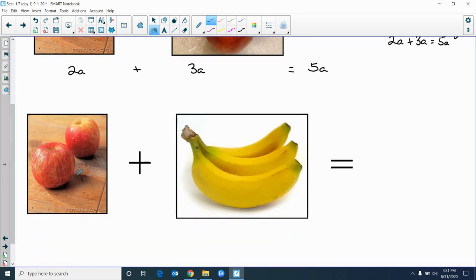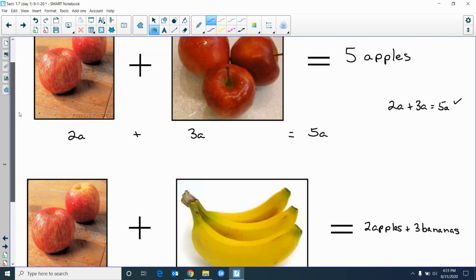Now this is a little bit different. What does 2 apples plus 3 bananas equal? You can't make a smoothie out of it. We just say it's 2 apples plus 3 bananas. So this would be 2a plus 3b. Well, you can't actually add those together. You can add 2 apples and 3 apples, but I can't add 2 apples and 3 bananas, so I can't really simplify. I just have to write it like this.